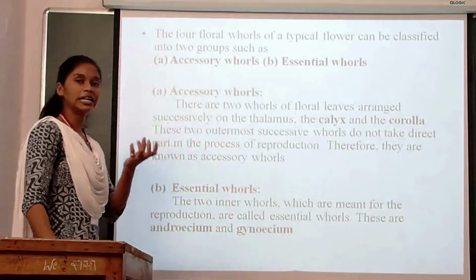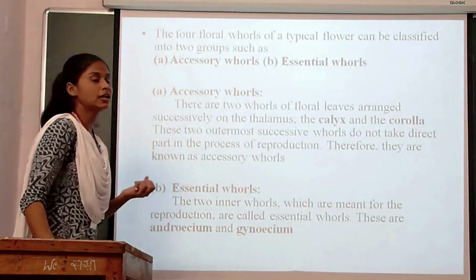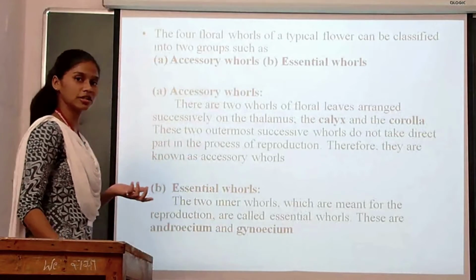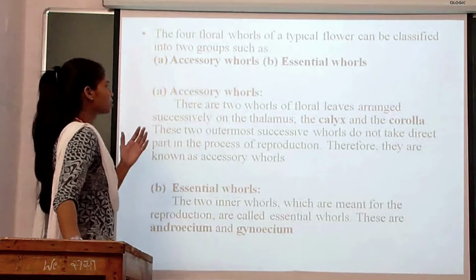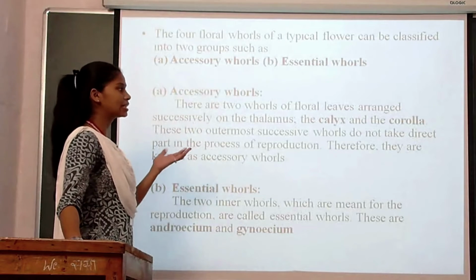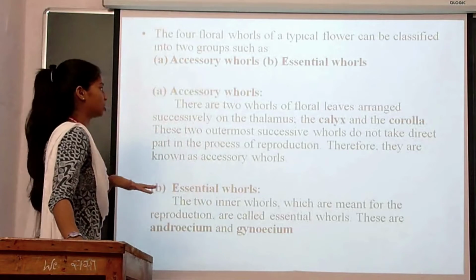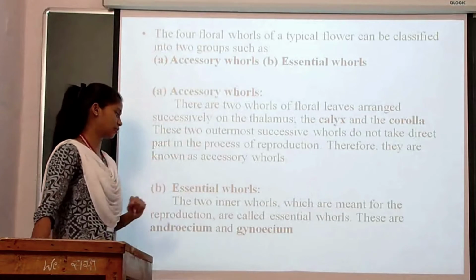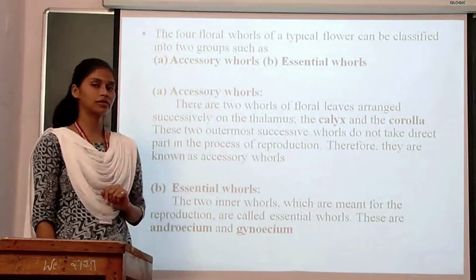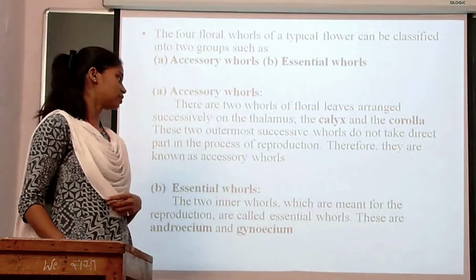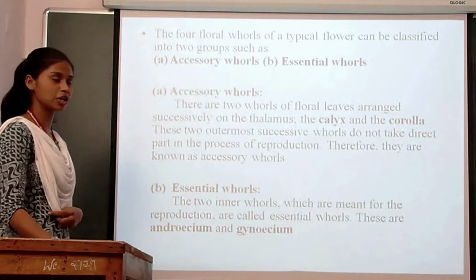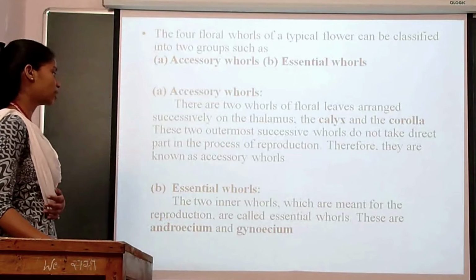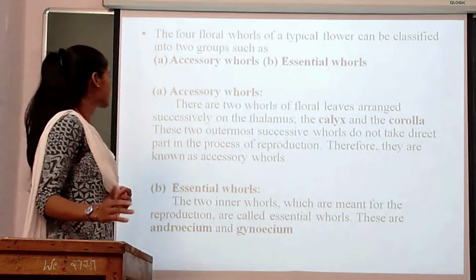Why? Because it attracts pollinators, and pollinators are the agent required for pollination, and pollination is the initial step of reproduction. So somehow indirectly that calyx and corolla take part in reproduction, though they are accessory whorls. Next is essential whorls. Why is it known as essential whorls? Because the two inner whorls, that is androecium and gynoecium, directly take part in the process of reproduction. That's why they are known as essential whorls.